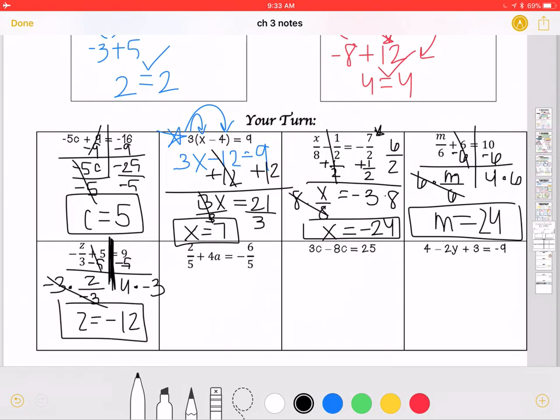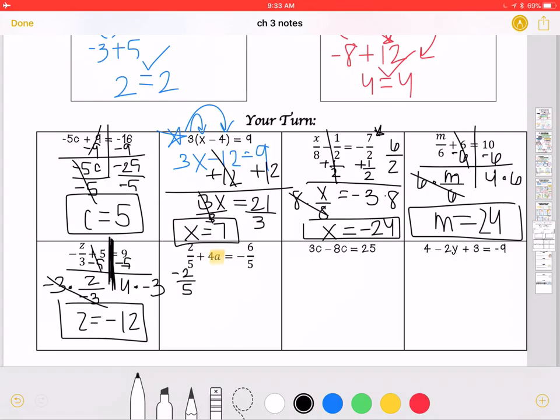All right, to the right, now make sure you're paying attention to where your variable is. a is being multiplied by 4, but also added by 2/5. That's a +2/5. So I want to get rid of this 2/5 first. So I'm going to subtract 2/5 on both sides.